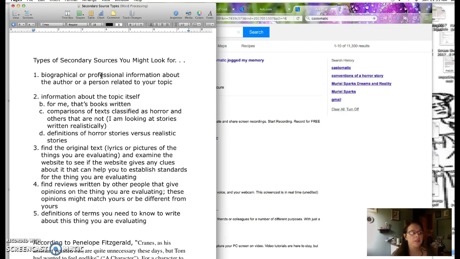All right, so the first kind of source that I might look for, and I'm going to use my specific example, and you will have to apply what I'm saying to your own paper. You remember I'm comparing two novelists. One is always classified or identified as a horror writer.